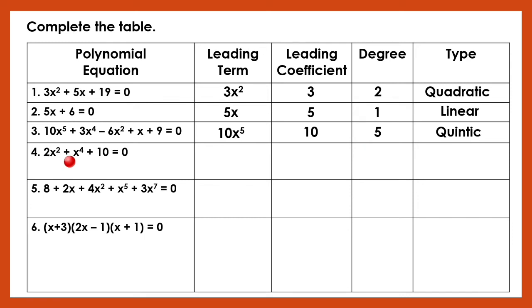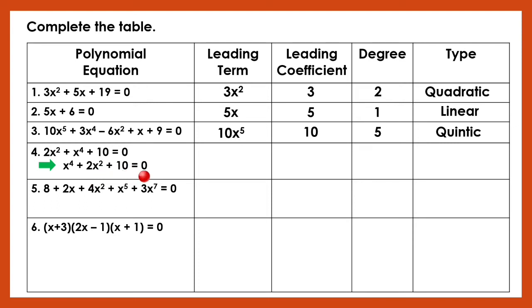Let's have number 4. 2x squared plus x to the 4th plus 10 equals 0. So, kung mapapansin, hindi siya naka-standard form kasi nauna yung squared na exponent kaysa sa 4th power. So, isusulat muna natin as standard form. Ang standard form niya ay x to the 4th plus 2x squared plus 10 equals 0. So, yung may exponent na 4, yung pinakamataas siya yung nauna, sinusundan ng exponent na 2, and then yung constant.